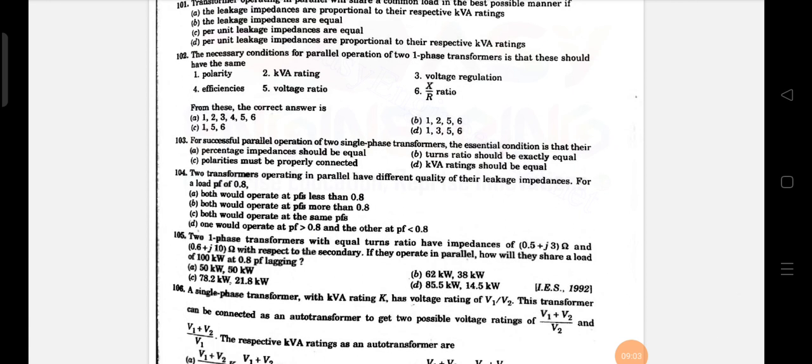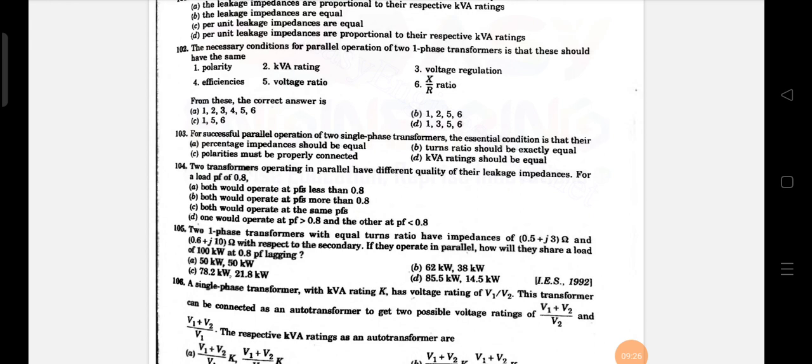Next, two transformers operating in parallel have different quality of their leakage impedances for a load of 0.8 power factor. Option A: both would operate at power factors less than 0.8. Now see here, what is given? Two transformers are operated in parallel having different leakage impedances. With different leakage impedances, since power factor is R by Z, different impedance means the power factors are also different. That means one will operate at greater than 0.8 and one will operate at less than 0.8, right? From the given options, the fourth one is correct.